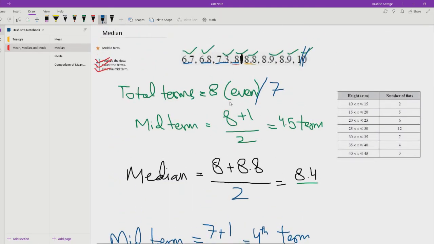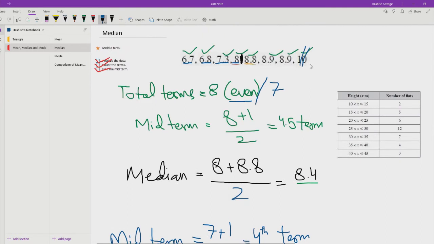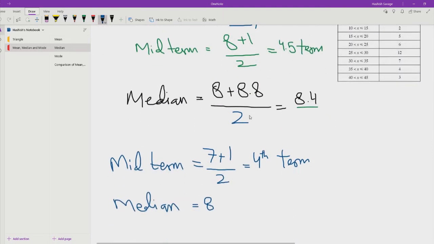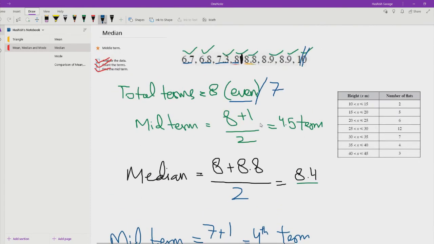So when there is an even number of terms, your answer is always going to lie in between two given terms, so you take the average. And when there's an odd number of terms in total, like over here there are 7, when you add 1 to it, it becomes even, and an even number divided by 2 gives a whole number in the answer. So you will just pick out the term. Over here it's the fourth term, which is 8. So our median is 8.